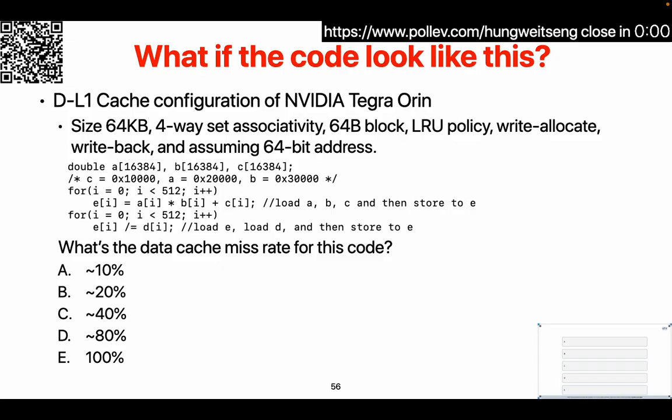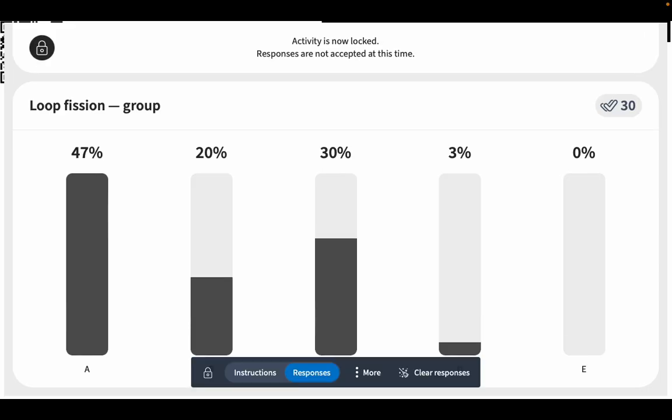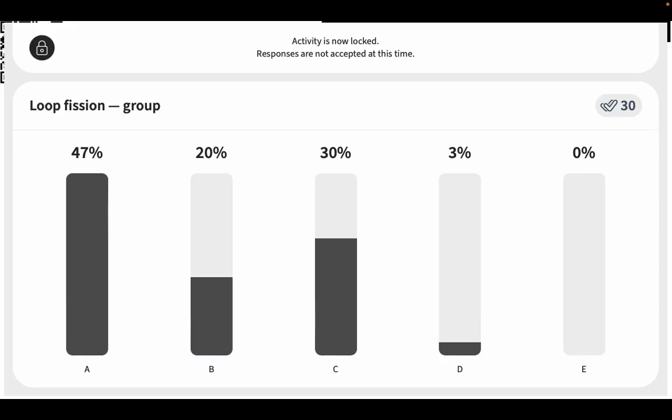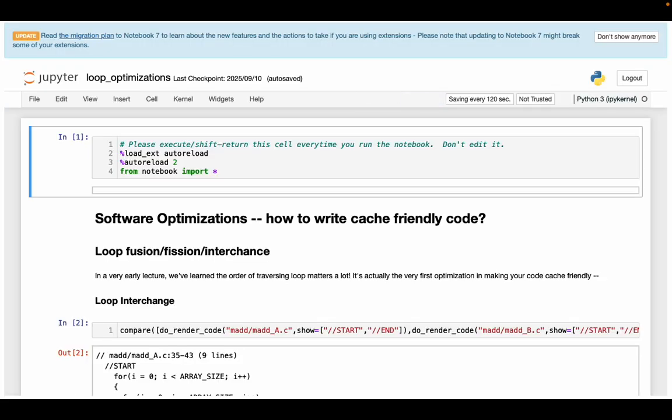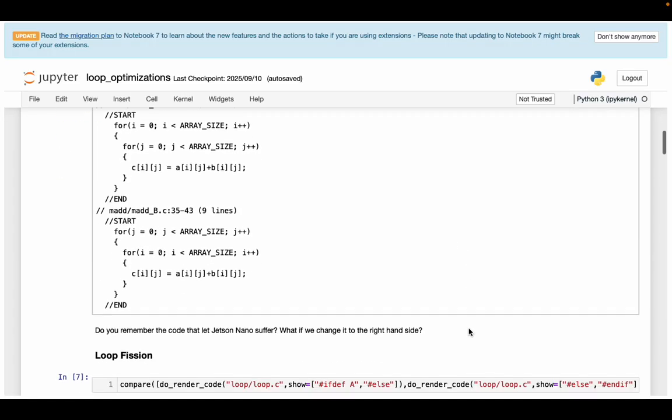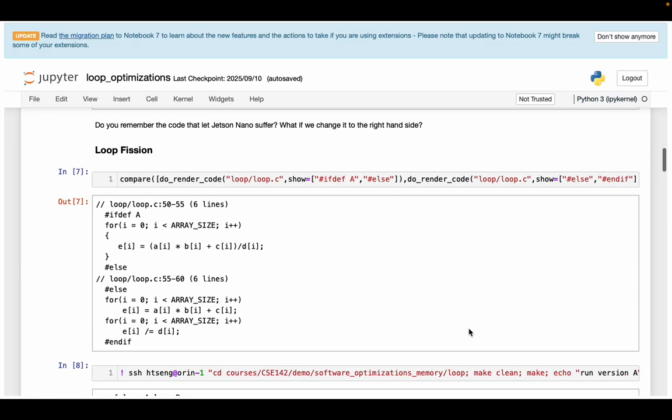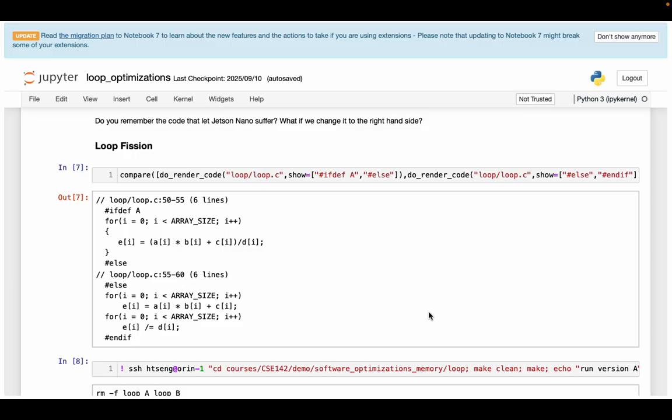All right, let's take a look. After discussion, more of you think the answer is A. Some of you still think the answer is C. So first of all, let's try to run a demo, and see if the demo would give us some more insights about this. First of all, loop fission is the mechanism that we are talking about.